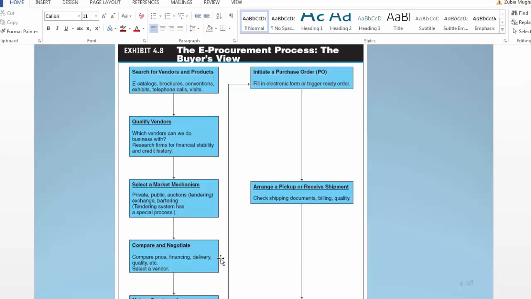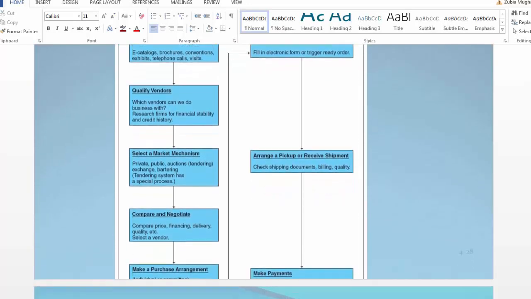Then you compare and negotiate prices, compare financing, delivery, and quality, and then you finally select a vendor. Then you make a purchase. You initiate a purchase order, PO, fill in the electronic form or trigger a ready order, arrange a pickup or receive a shipment, check shipping documents, billing and quality, and then you make a payment.